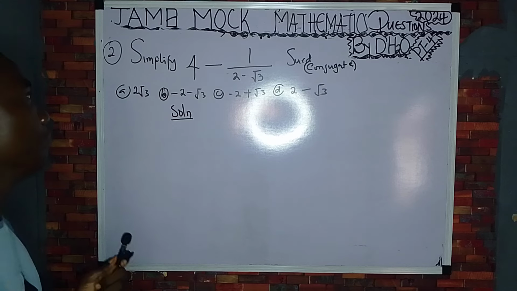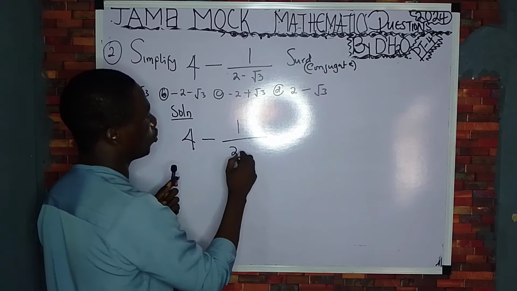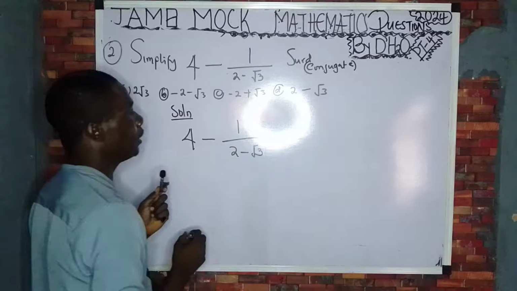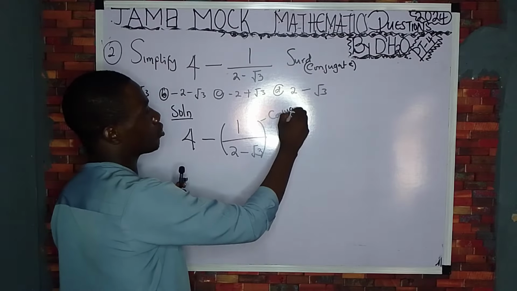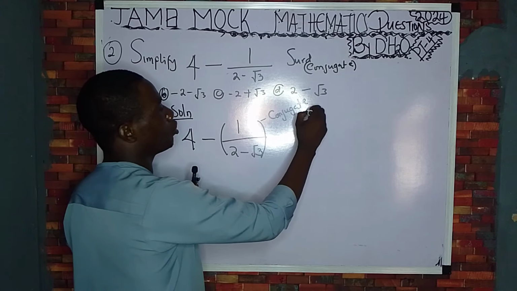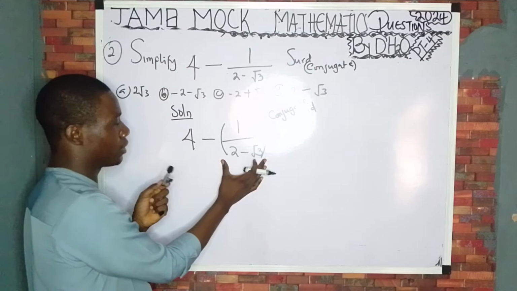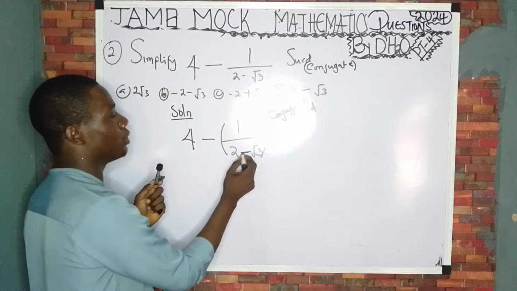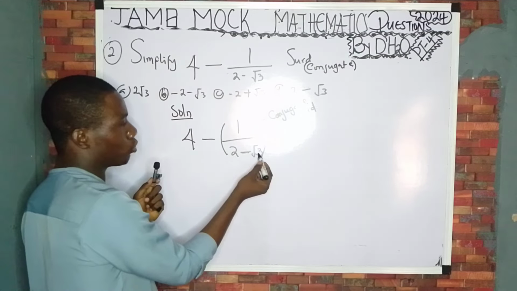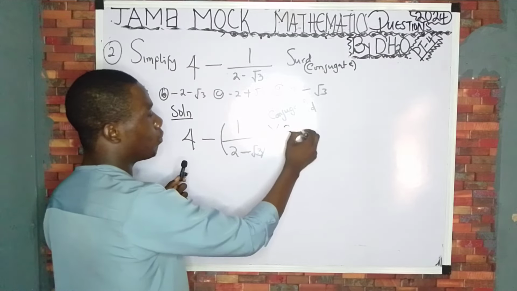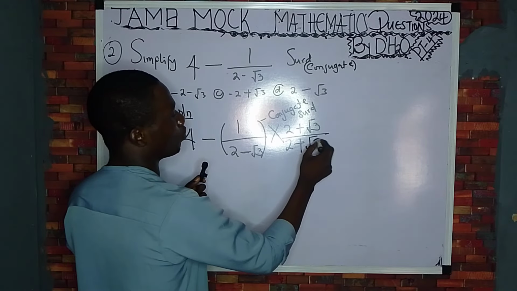Very, very easy. This is 4 minus 1 over 2 minus root 3. Okay, now remember that this particular part is a conjugate surd, and because it is a conjugate surd, you must rationalize this part. How do you rationalize this? Use the conjugate of the denominator to rationalize. So we quickly do this. If this is 2 minus root 3, you rationalize with 2 plus root 3. You do the same for the numerator, 2 plus root 3.